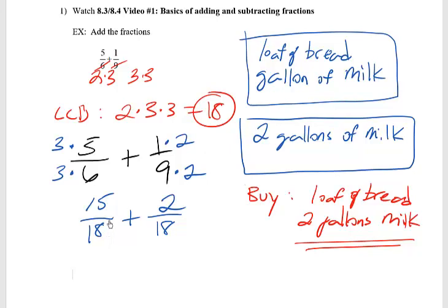Another way that you could think of how we obtained this 3 or this 2 is by thinking about the building blocks. Remember, 18 came from a 2, a 3, and a 3. Well, the first fraction already had a 2 and a 3. It was just missing that extra 3. The second fraction had the two 3's. It was just missing the 2. So it makes sense why those were the missing pieces.